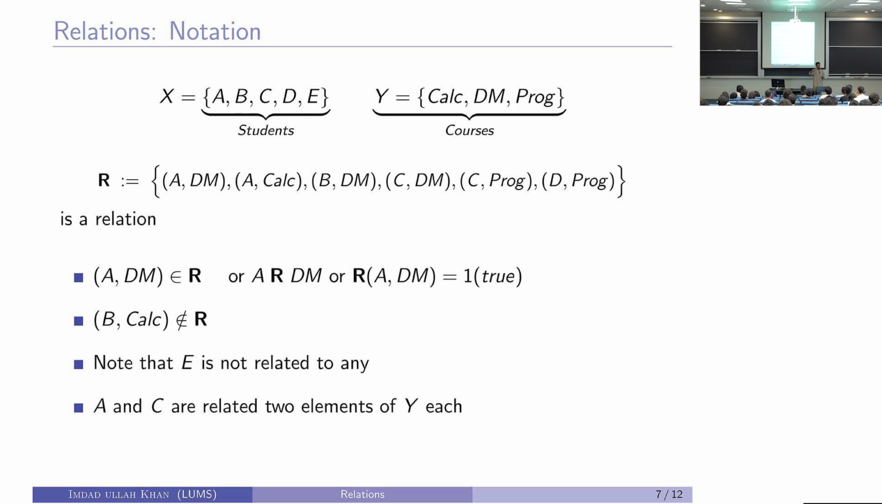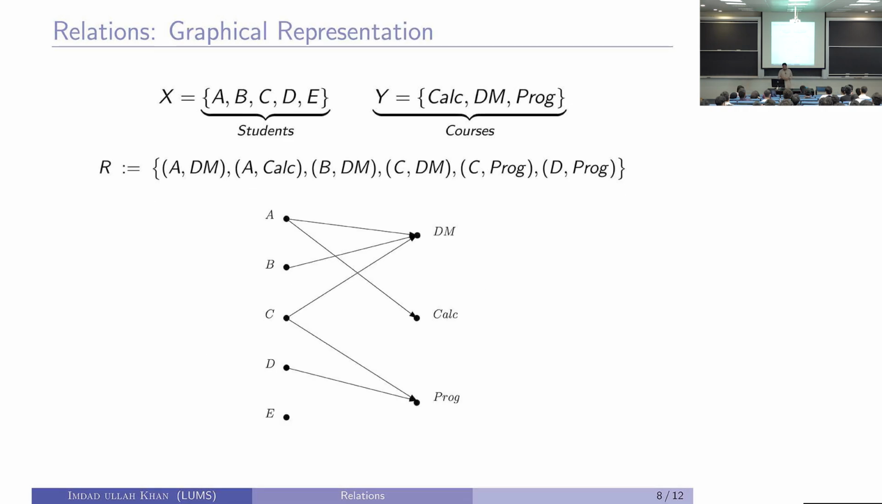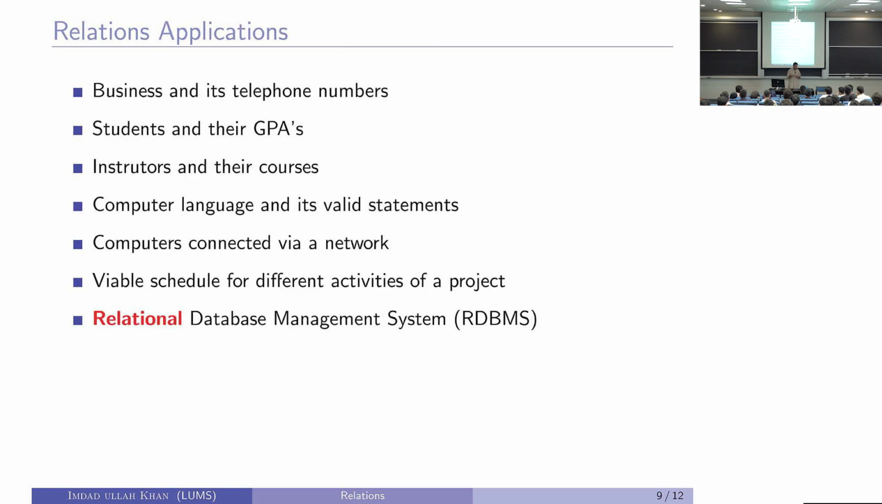In old text it is written as A R DM. In more classical formal text it could be written as a predicate R(A, DM) is true or false, right. So, if (A, DM) is an element of that subset which represents the relation, then it will be true, otherwise it will be false. So, in the previous example, (B, calc) is not in R, right. Here you won't see the ordered pair B calc. A and C are related to 2 elements of Y, and that is not a problem, we talked about that. This is the example. It works for these kinds of things, right.